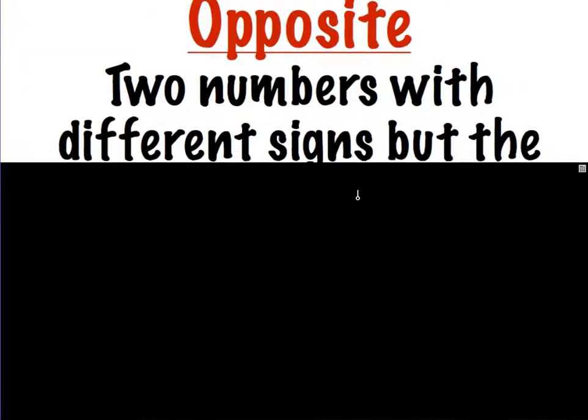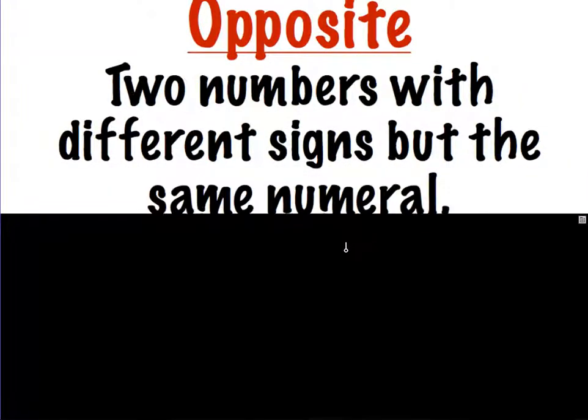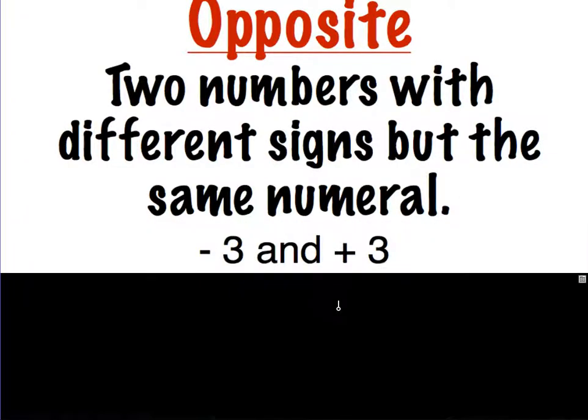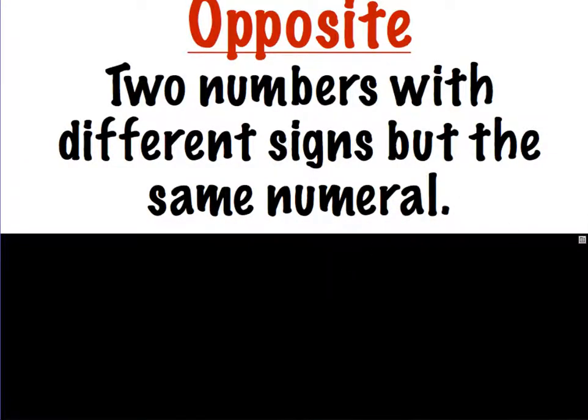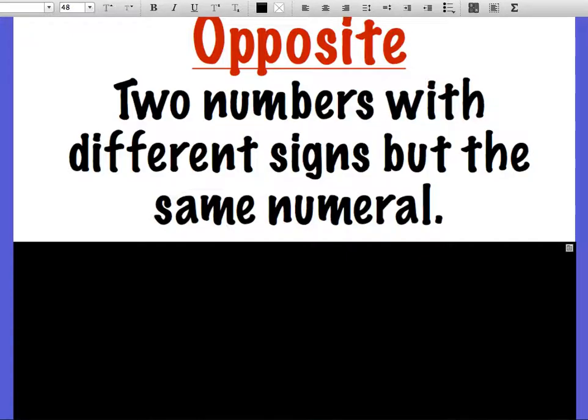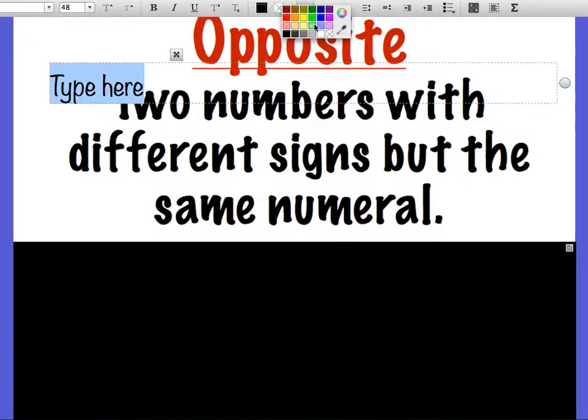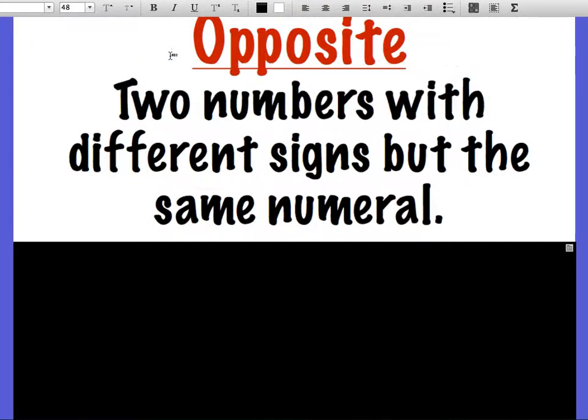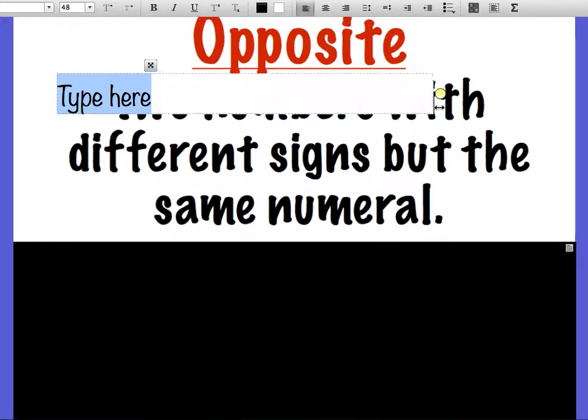And opposite. Opposites are two numbers with different signs but the same numeral. I actually don't like that definition, so we're going to change it up a little bit. I just wanted to show you what might actually be in your book. We're going to go with a definition that makes a little bit more sense. You'll see that sometimes we do that. Sometimes we make it more friendly to you guys.